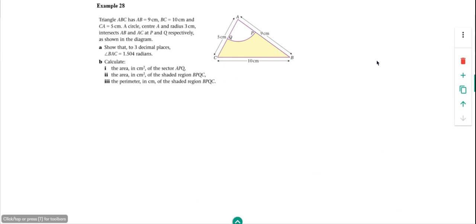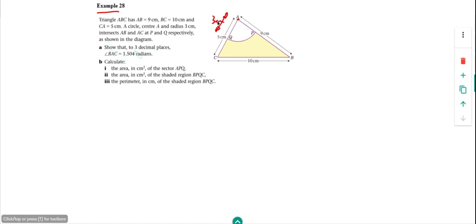Now we're on to example 28. Here we're given this triangle ABC, and we're given that length AB is 9 centimetres, length BC along the bottom is 10, length CA is 5 centimetres. We're also told that there's a circle centre A, of radius 3 centimetres. So that means that this distance here is 3 centimetres.